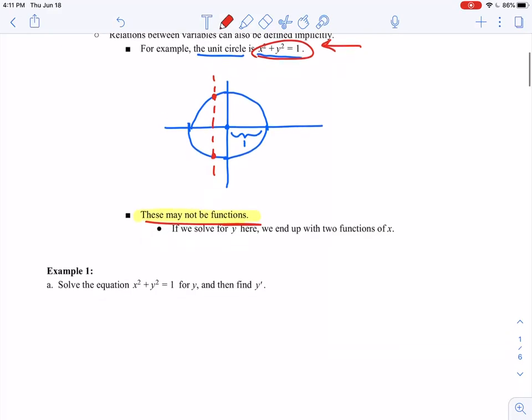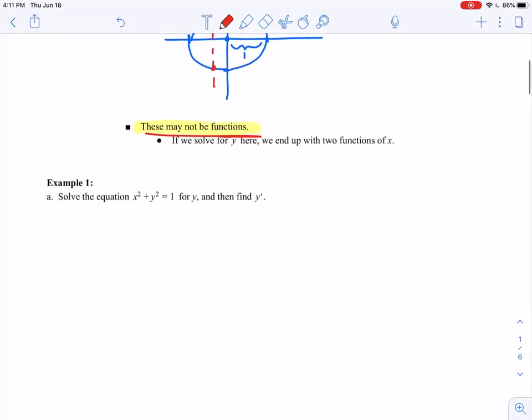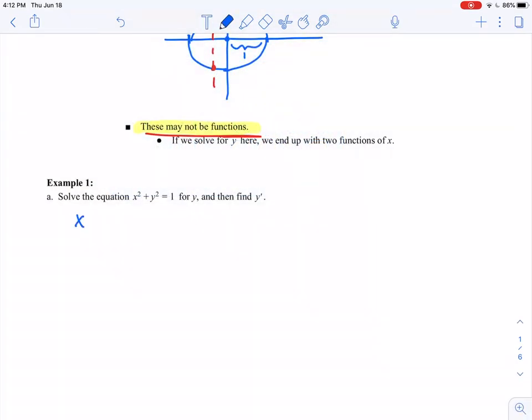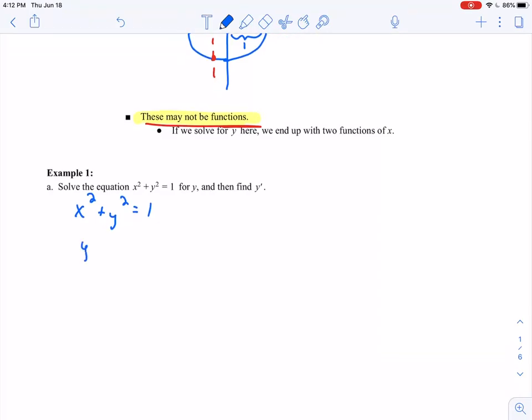So if I'm working with x squared plus y squared equals 1, if I wanted to find y prime, most of us, before we have implicit differentiation, would have to solve this equation for y and then find y prime. So it's really a two-step process. So alright, if I solve this for y, I'd have y squared equals 1 minus x squared.